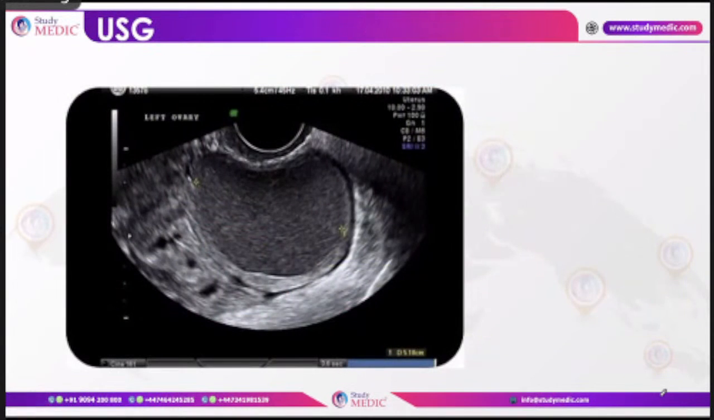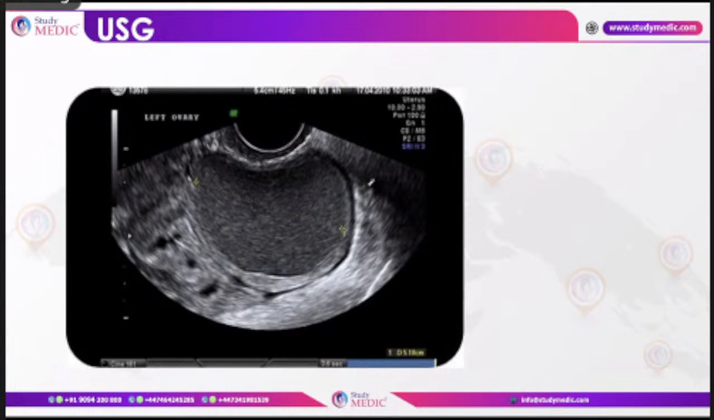Now, what is this ultrasound image? I'll give you a few seconds for all of you to answer this. What does this typical image talk about? What is this typical image which is seen on the screen, guys?